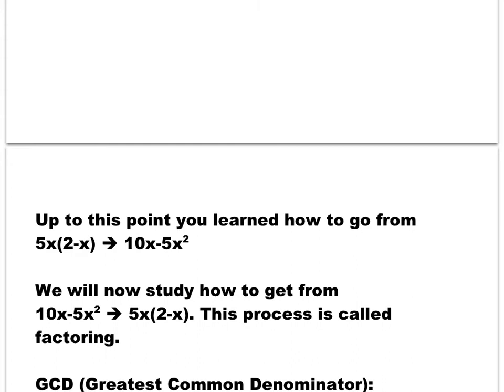So again, we learned so far that if I have a product of two factors, 5x and 2 minus x, I can expand it and get 10x minus 5x squared. But now we are going to study the process of going from 10x minus 5x squared to product form, which is 5x times 2 minus x. We call this process factoring, which is not that hard.